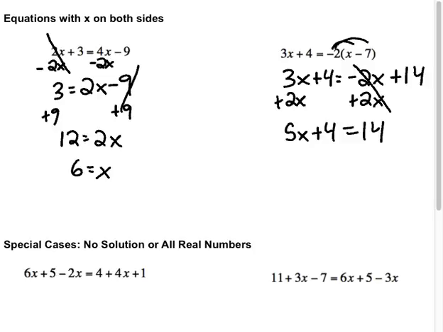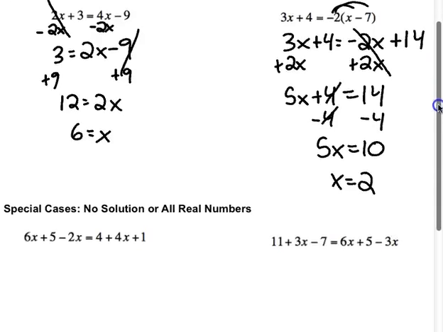Now this is just like exactly what you've already been doing. Minus the 4. So 5x equals 10. Divide by 5 to get x is going to equal 2 in that case. So all of that is just review of basic solving skills.